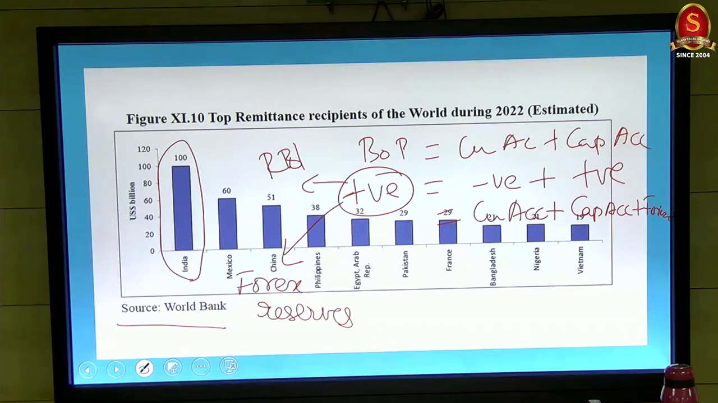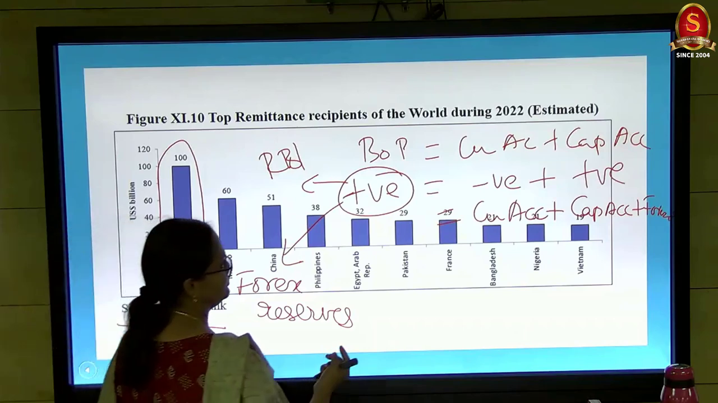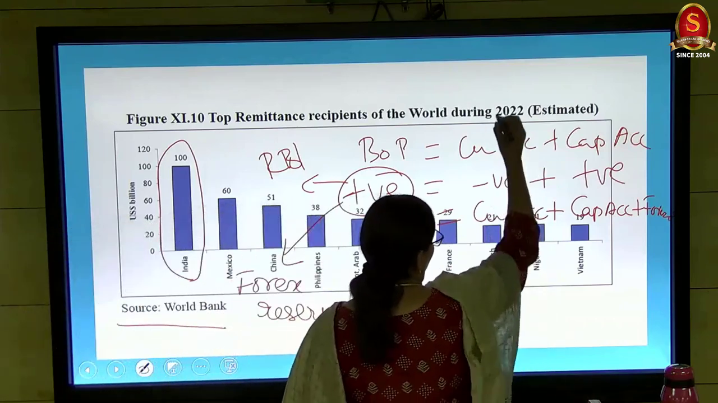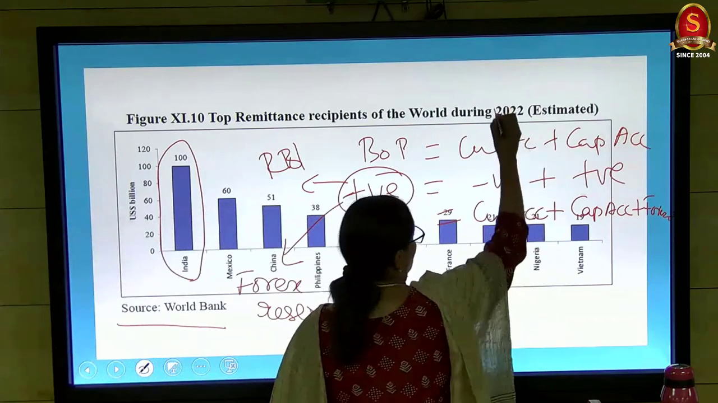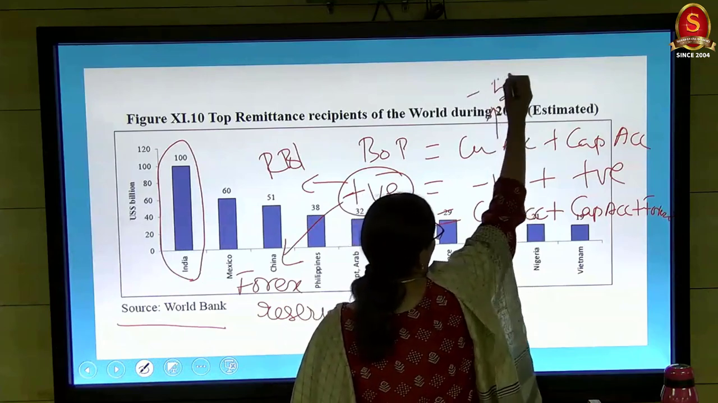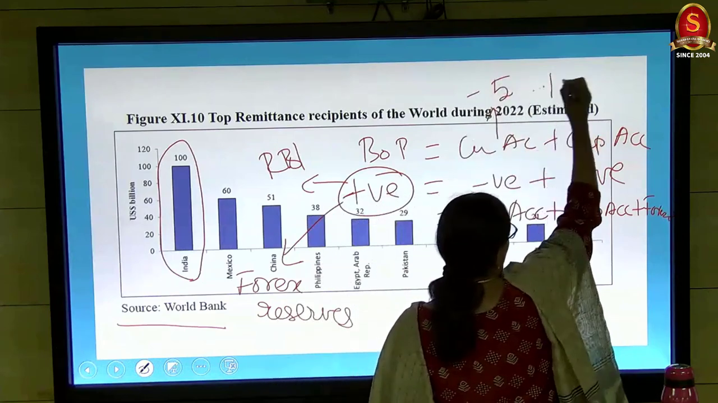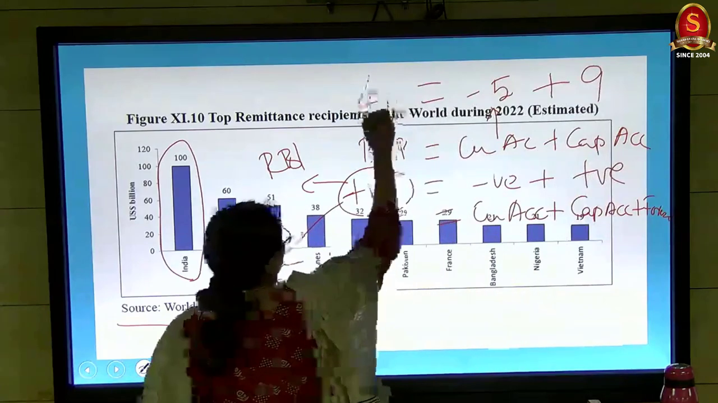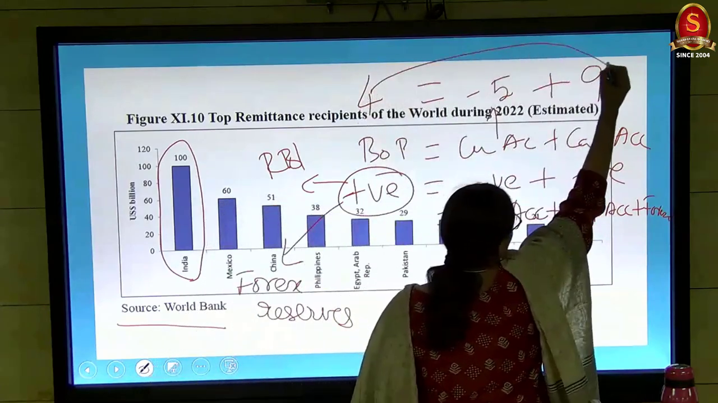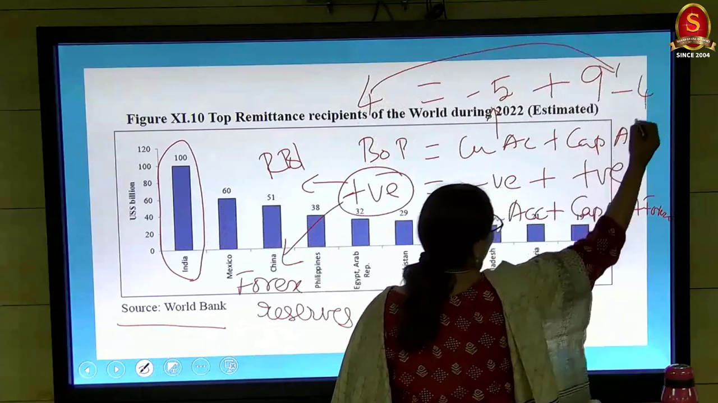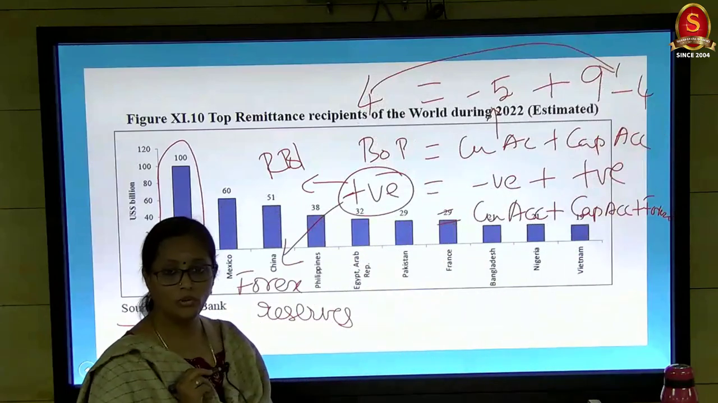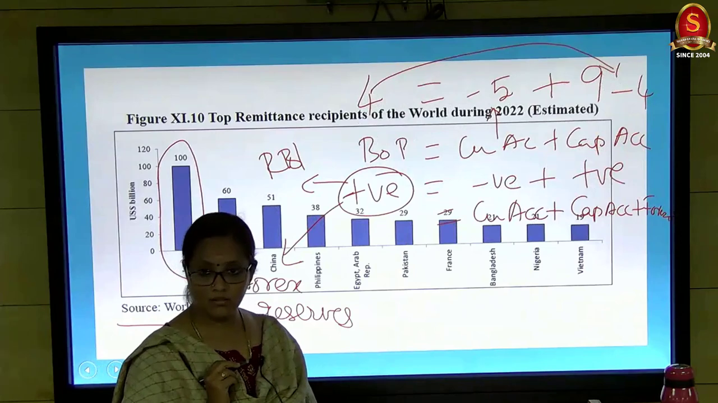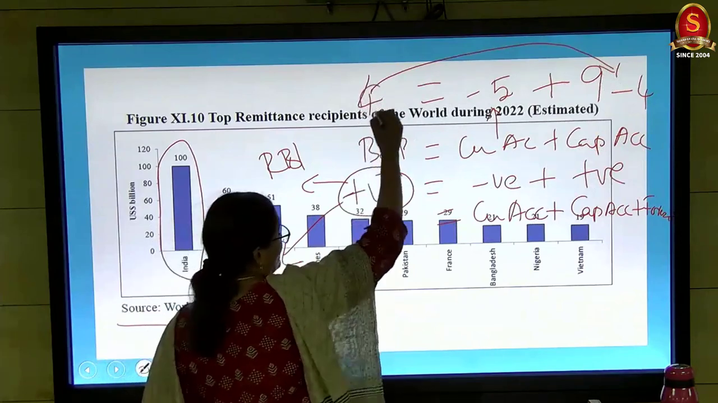Did we follow what we said? Yes or no? I'll give some random numbers. Current account deficit is minus 5. Capital account surplus is plus 9. What will be the answer? When I bring this to the other side of the equation, it will be written as minus 4, no? You all agree? Then it will become 0.